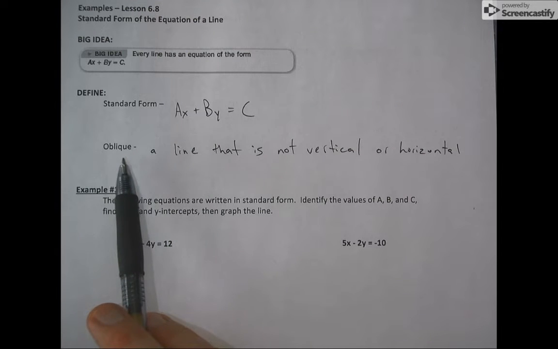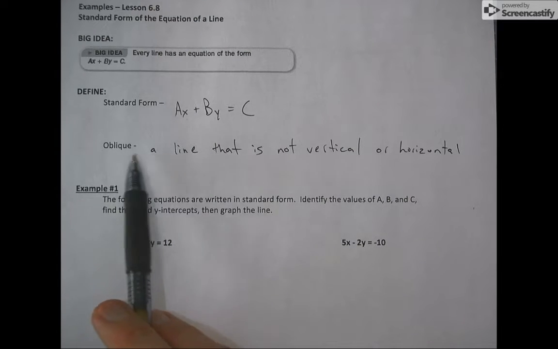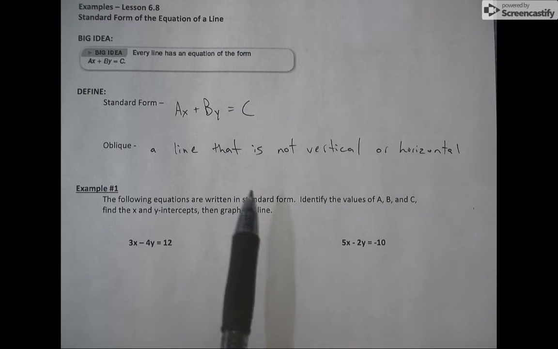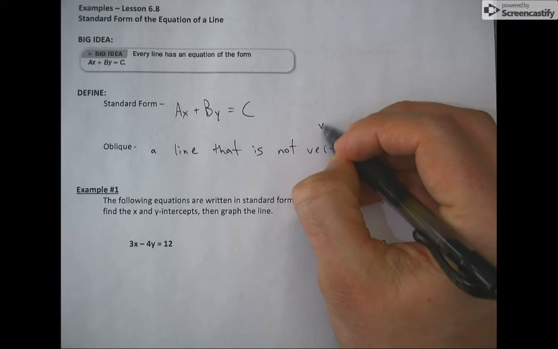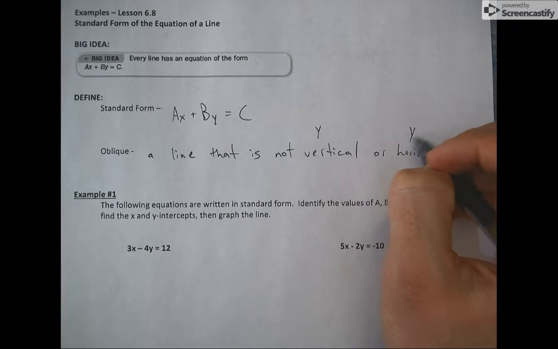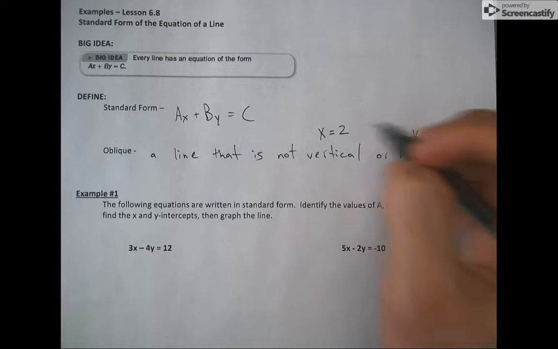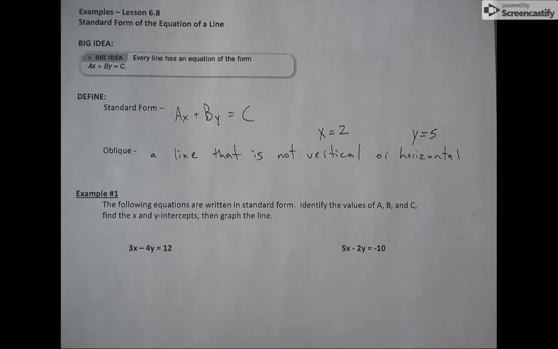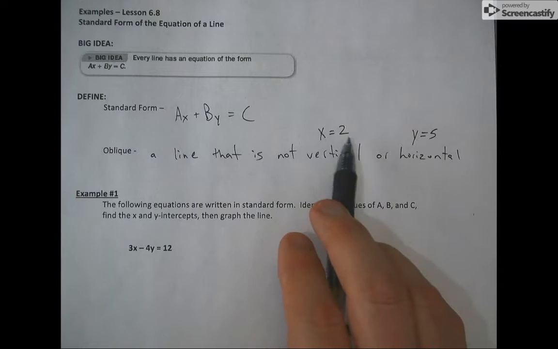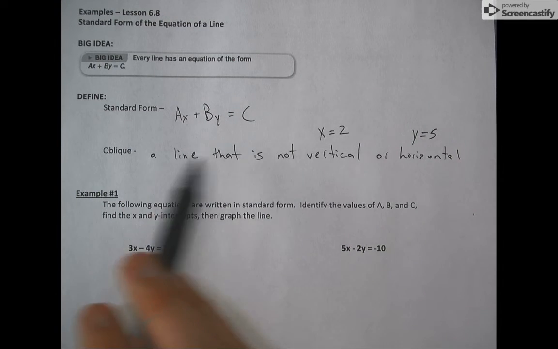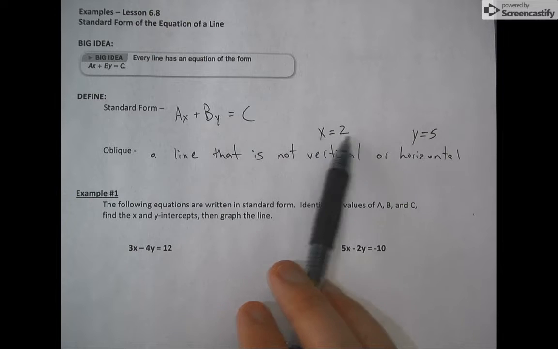We are going to run into this word oblique, and so we want to make sure we know what that means. It's a line that's not vertical or horizontal. We know our horizontal lines have equations that just say y equals a number. So a horizontal line says something like that, and a vertical line that goes straight up and down and hits the x-axis is going to have an equation of just x equals 2.